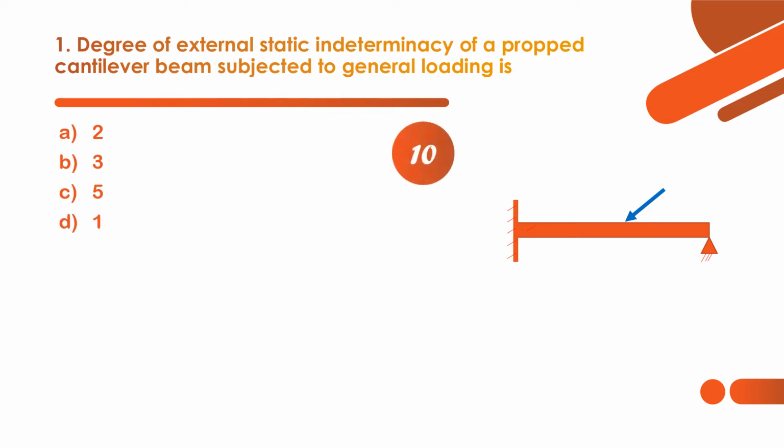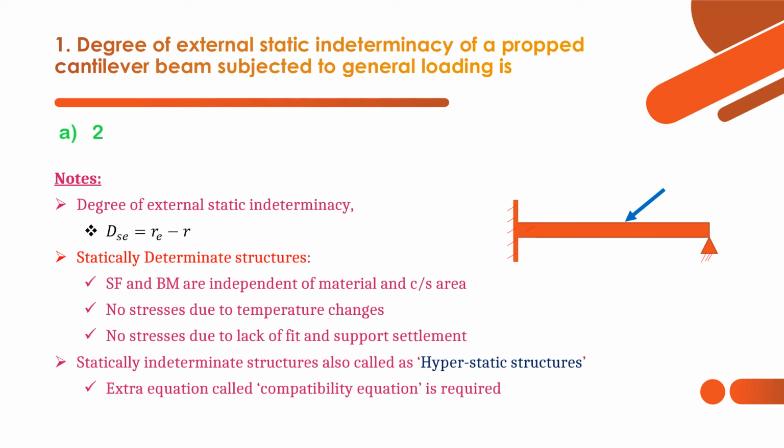So here you can refer to the diagram of a propped cantilever beam subjected to general loading. What is the degree of static indeterminacy here in this structure? Here the correct option is option A. The degree of static indeterminacy of this propped cantilever beam having general loading is 2. So let's see what the formula is and how to calculate that.